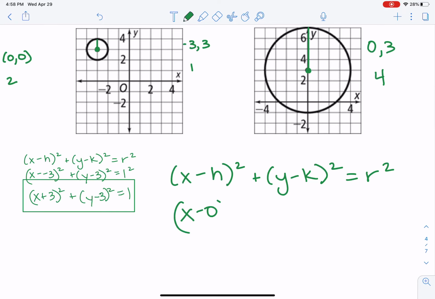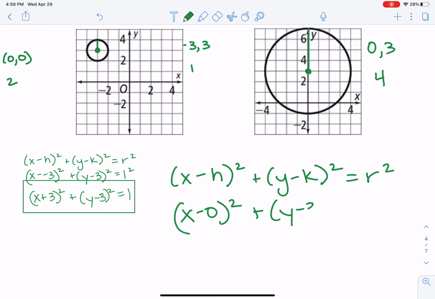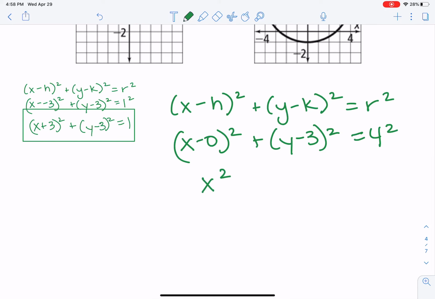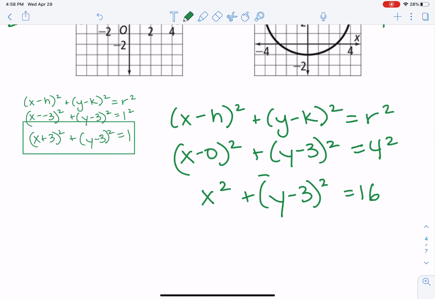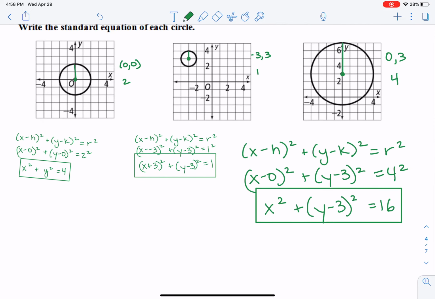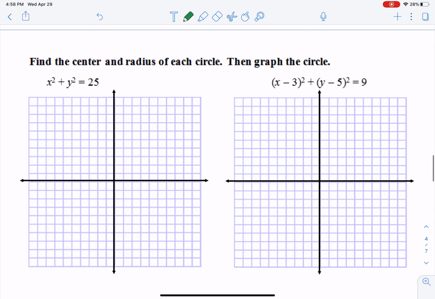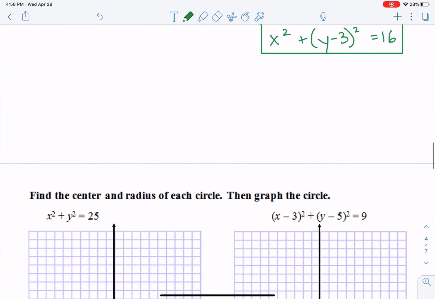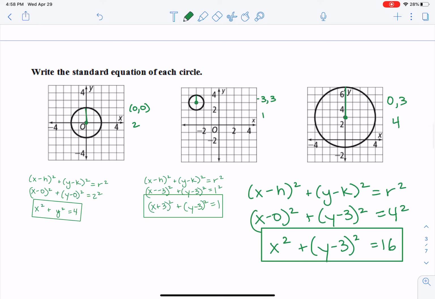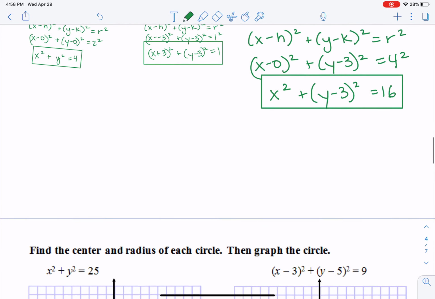X minus 0 squared plus y minus 3 squared equals 4 squared. X minus 0 is just x squared. Y minus 3 squared. And then 4 squared is 16. And that is the equation for the distance from the center to the edge of the circle. Let's just graph a couple of these and then we'll be done. There were a lot more to these notes originally, but I just wanted to kind of show you some of the basics of the equation for the distance of a circle.